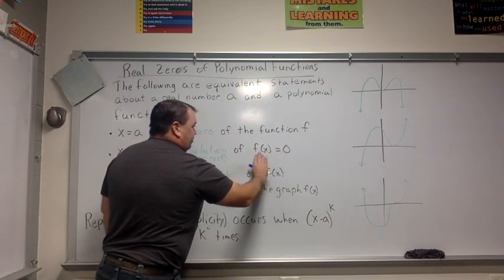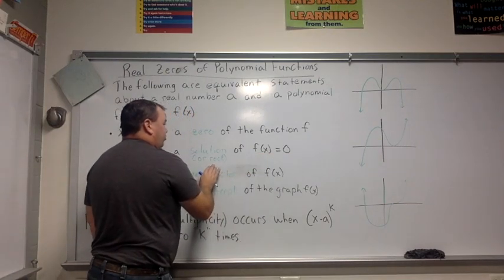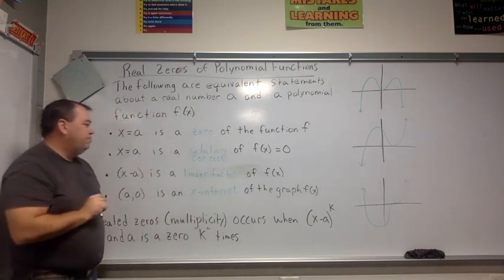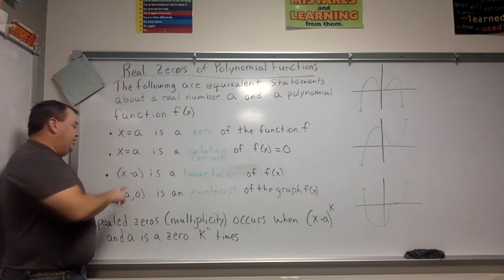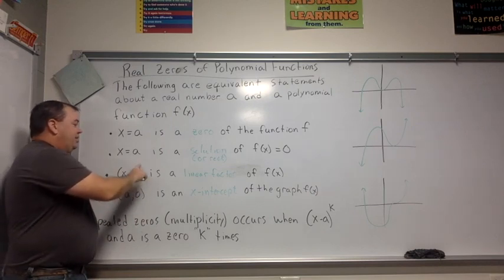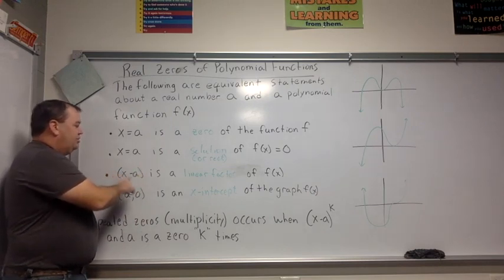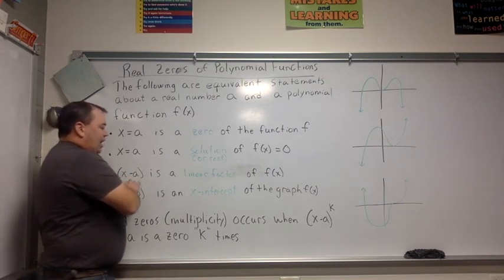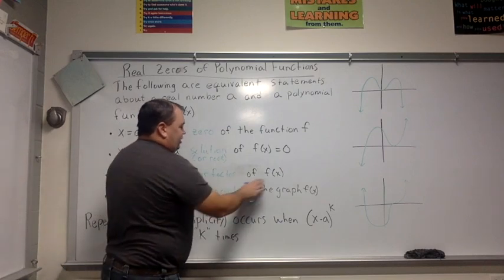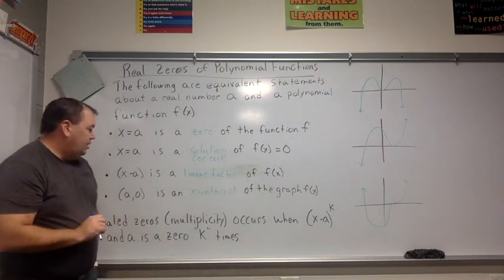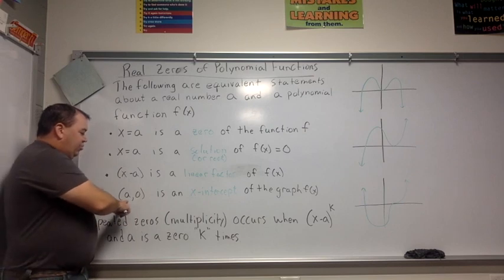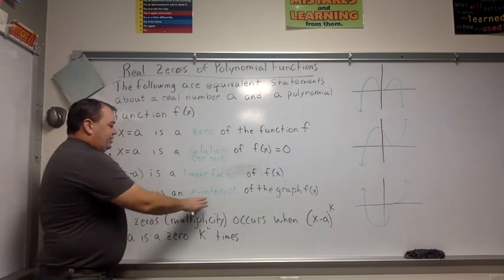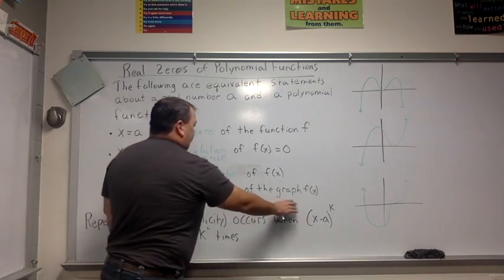Notice that we had to set that function equal to 0 to get that root or that solution, and that's where that word zero comes from. Another way we can write these is x minus a. Notice we put it in parentheses, so a changed sign. If we write it this way, we call it a linear factor of f of x. The last one up here is a point, (a, 0). (a, 0) is an x-intercept of the graph of f of x.